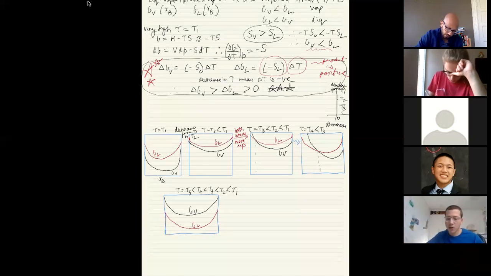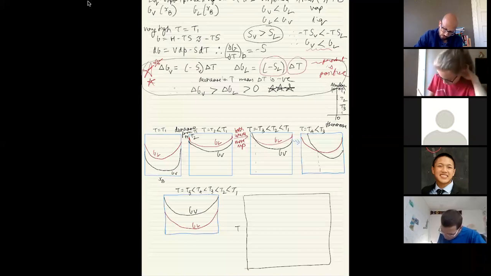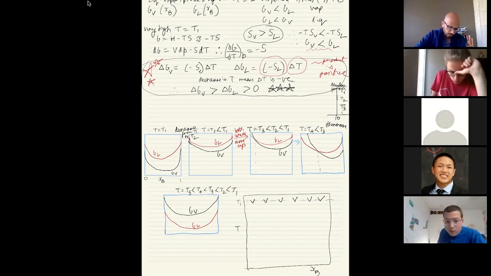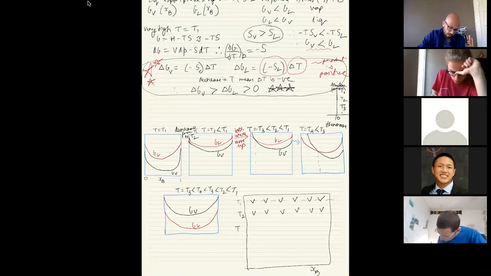So we can draw all of this in a phase diagram. How do we do that? This over here is temperature. This over here is mole fraction. Let's start with our very, very high temperature T1. At T is equal to T1, we know vapor is stable for all values of the mole fraction. It's only vapor, right? So it's going to be vapor, vapor, vapor, vapor, vapor. Now, when you decrease the temperature and you come to T is equal to T2, it is still vapor, vapor, vapor, vapor, vapor, right? Now you come to T is equal to T3 and something interesting happens.